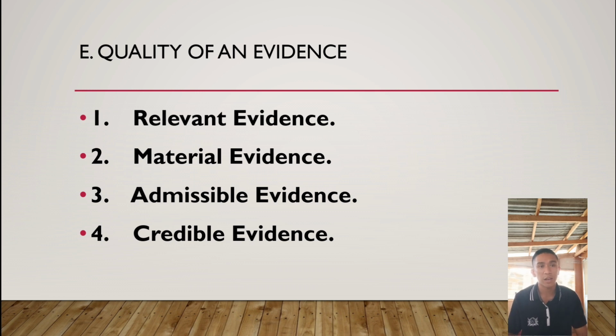And the third one is admissible evidence. This evidence is admissible if it is relevant to the issue and is not excluded by the rules of court. The last one is credible evidence. Evidence is credible if it is not only admissible evidence but also believable and used by the court in deciding a case. So, that is the end of the topic of lesson 2.